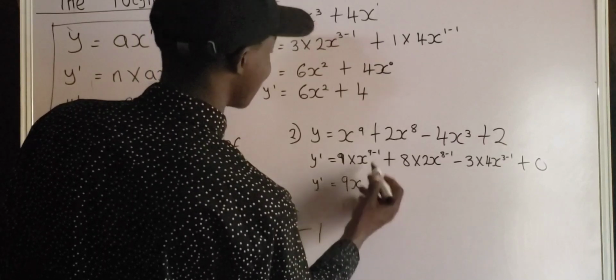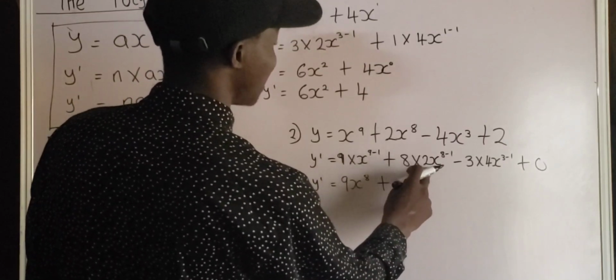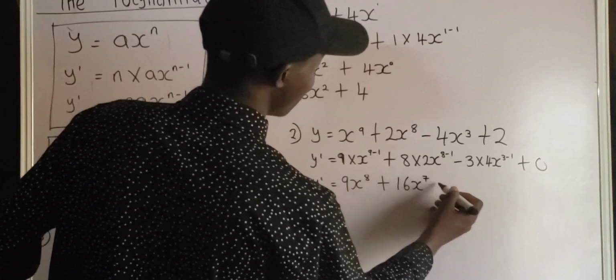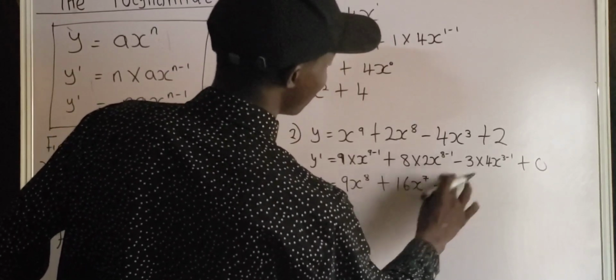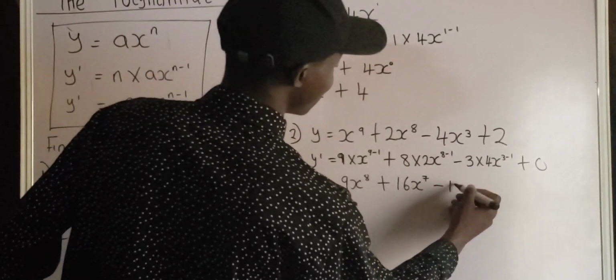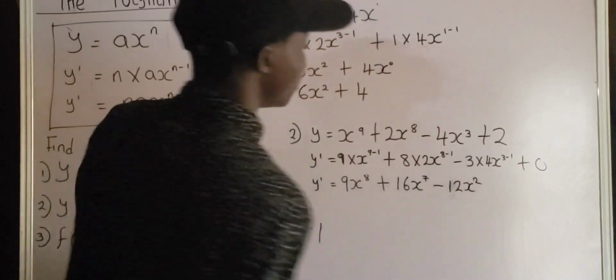9x raised to the power of 9 minus 1, that is 8. Plus 8 multiplied by 2, that is 16. So that will be 16x raised to the power of 7, minus 3 multiplied by 4, that is 12. So for this, I'm going to have 12x raised to the power of 3 minus 1, that is 2. So there is no need to write 0.